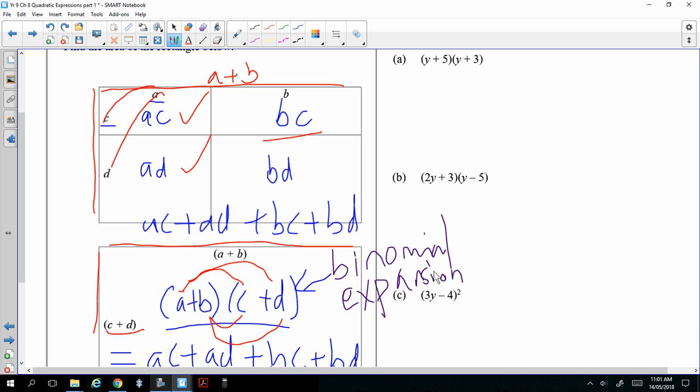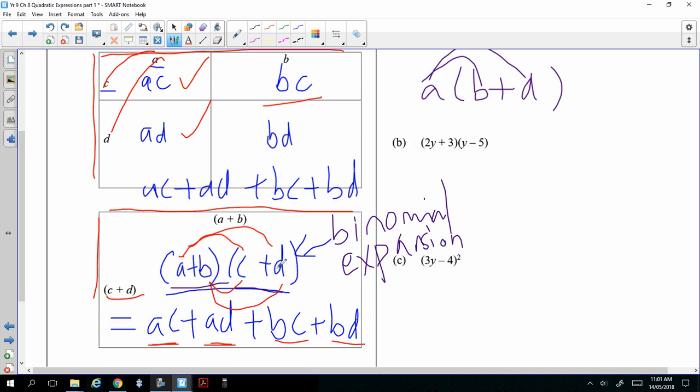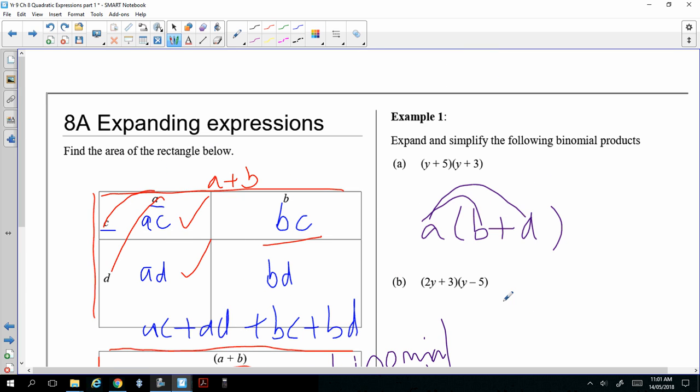Except expanding earlier just involved one term here. So we just did this. But now there's two brackets. So we'll have this new rule. With two brackets, you just times A by C and D and times C and D by B. Get the idea? All right, let's do the first question.